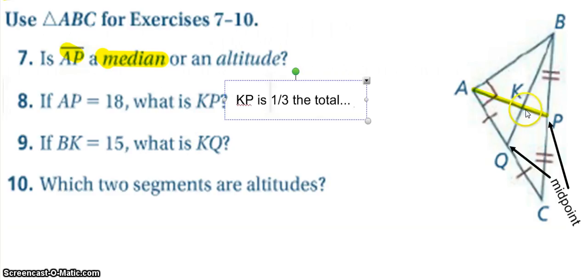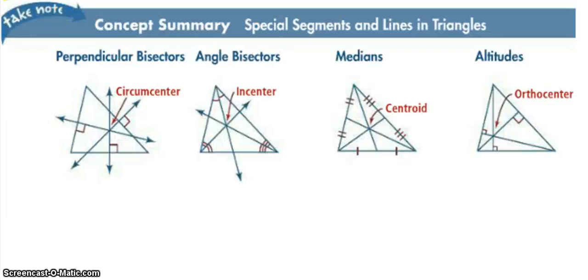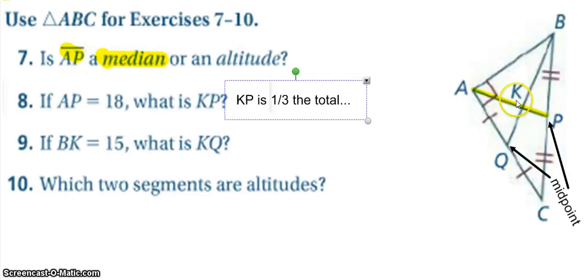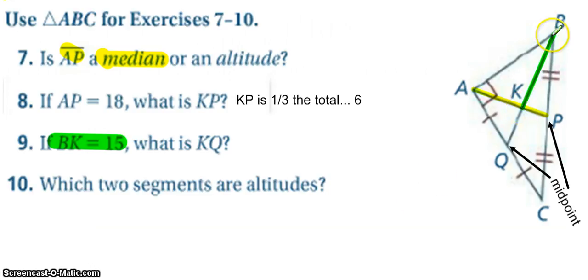When we look at trying to find KP, we know that because these are both midpoints, this is my centroid. Remember to bounce back here if you need. My medians meet at the centroid. So that tells me that AK is twice as much as KP, or that KP is 1/3 of the total. So that tells me that KP is 6. Since I still know that K is my centroid and that BQ is another median, I know that BK is going to be twice as much as KQ, or that KQ is going to be half of BK, so KQ is going to have to be 7.5.